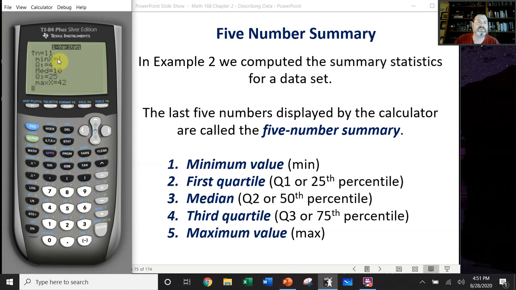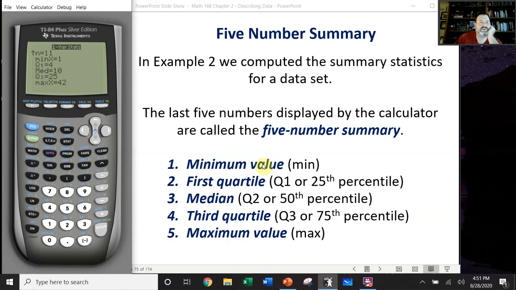So the last five numbers, 1, 4, 10, 25, 42, these are called the 5-number summary. So this is the minimum value, Q1, which is called the first quartile, the median, the third quartile, and the maximum value. We've already studied the median, so you know what that is.